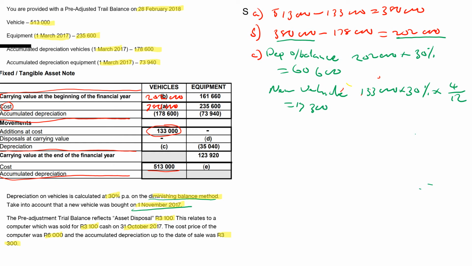So total depreciation for vehicles will be 60,600 plus 13,300, which gives you 73,900, and that will be your total depreciation for vehicles. So that's your C.